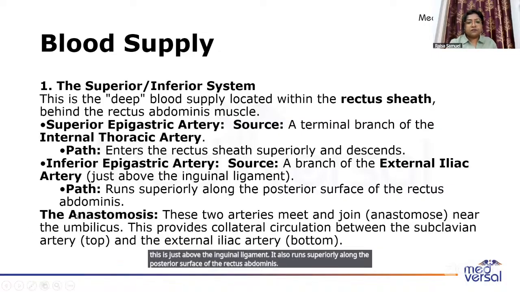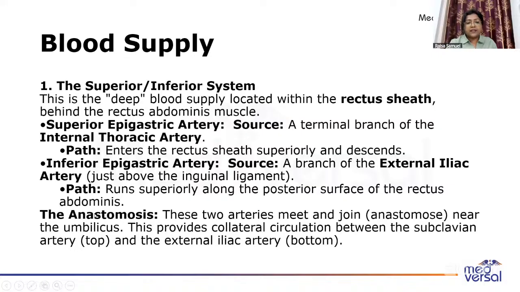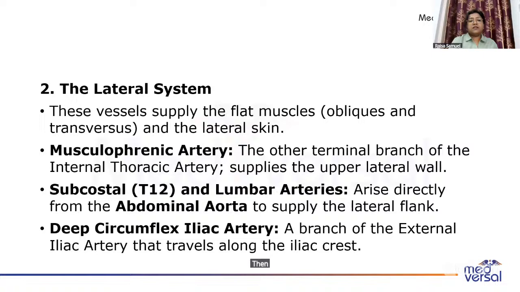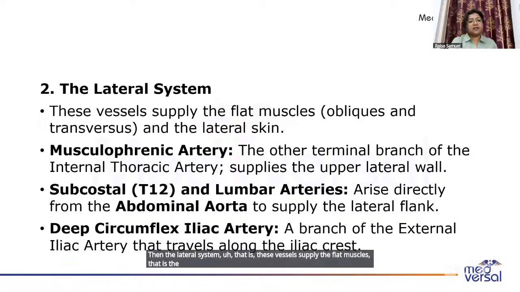So they anastomose. These two arteries meet and join near the umbilicus. This provides a collateral circulation between the subclavian artery and the external iliac artery at the bottom. Then the lateral system: these vessels supply the flat muscles, that is the obliques and the transverses, and the lateral skin. There is the musculophrenic artery, the other terminal branch of the internal thoracic artery. This supplies the upper lateral wall. Subcostal and lumbar arteries, arising directly from the abdominal aorta, supply the lateral flank.